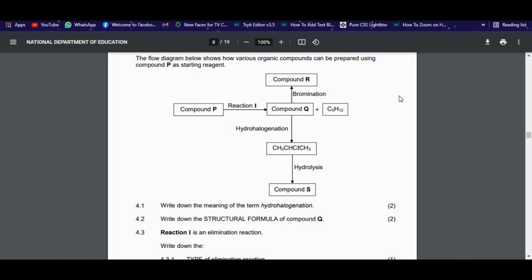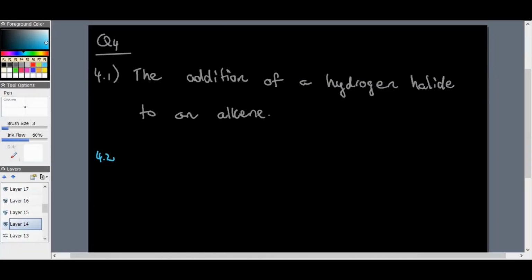So we've got compound P, reaction 1 takes place, and we get compound Q. Bromination takes place and it goes to compound R. Compound P, they say, is a starting agent. Various organic compounds can be prepared using compound P as a starting agent, so that we get compound Q. Also 4.3 helps us a little bit with 4.2. It says that reaction 1 is an elimination reaction. So compound Q, if bromination is going to take place to form compound R, then compound Q should be an alkene.